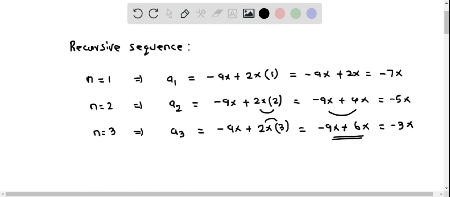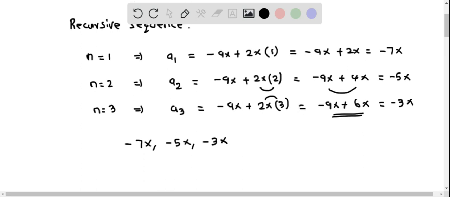So you can write down the sequence. The first term, which is a1, is negative 7x, and the next term is negative 5x, and the third term is negative 3x. So we could definitely see a pattern over here. That is, every term is obtained by adding 2x to the previous term. That is, we get negative 5x when we add 2x to the term negative 7x, that is the first term, and we get negative 3x when we add 2x to the previous term, negative 5x.